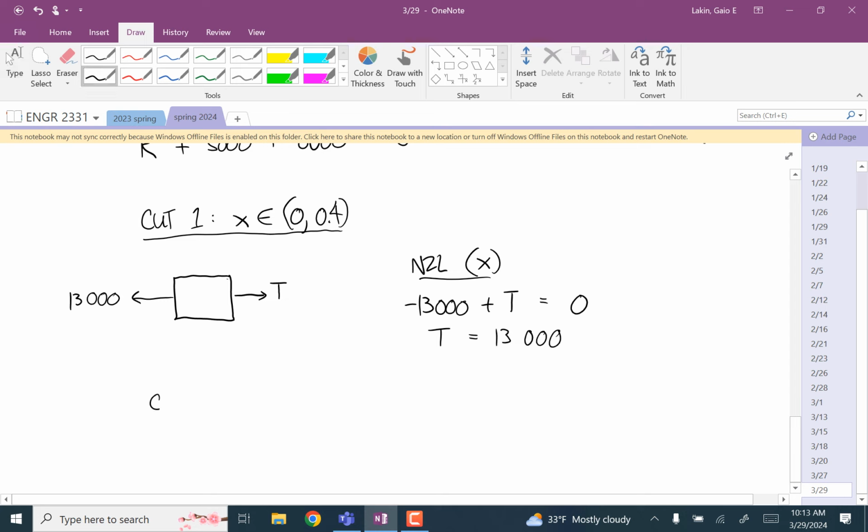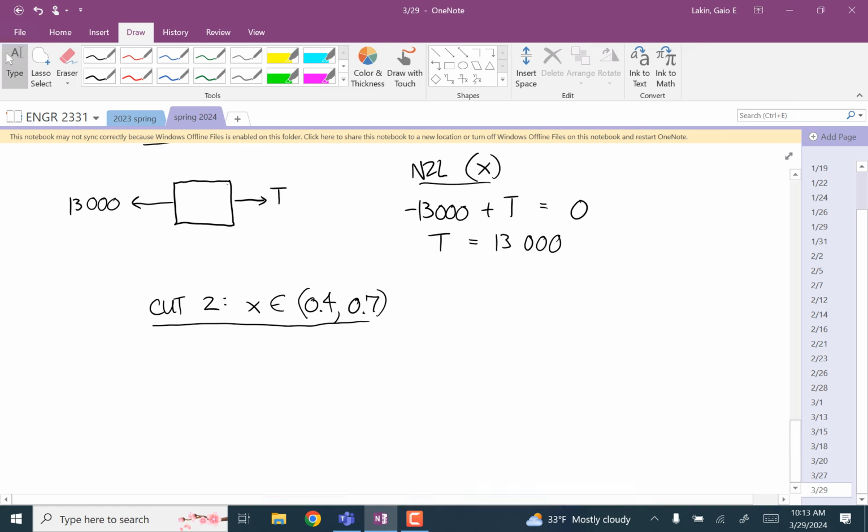And then cut 2 is for x's between 0.4 and 0.7. You have the 13,000 here, the 5,000 here, and the internal tension.